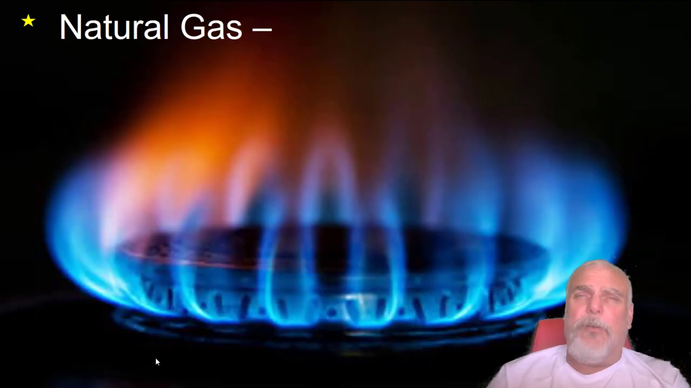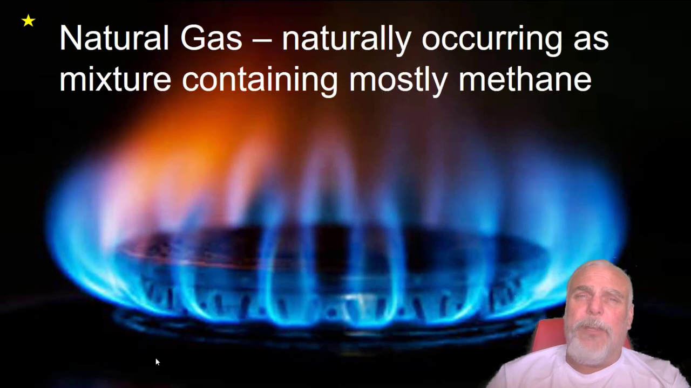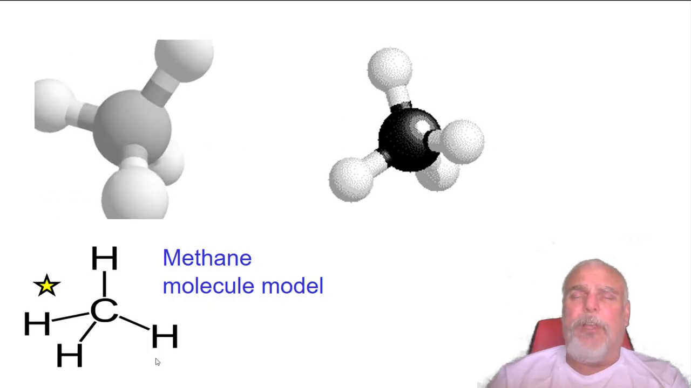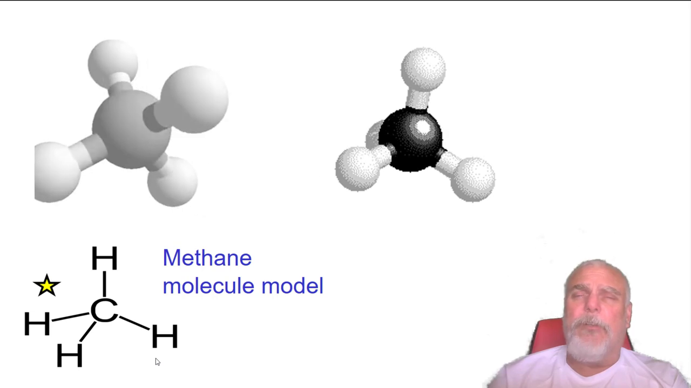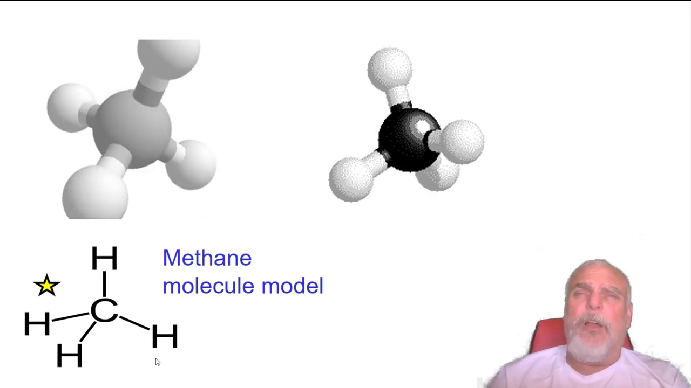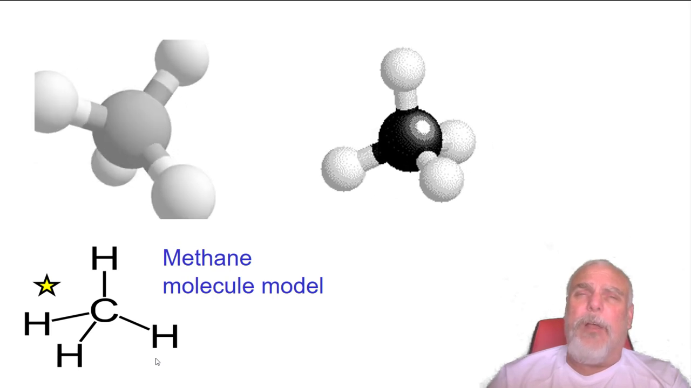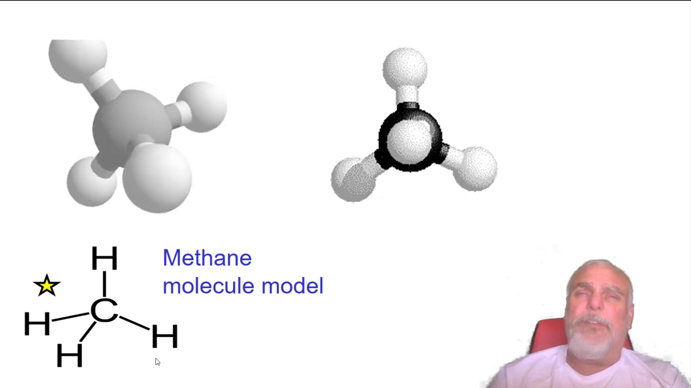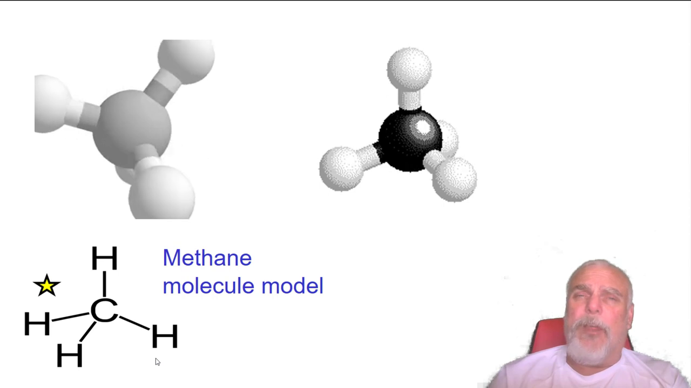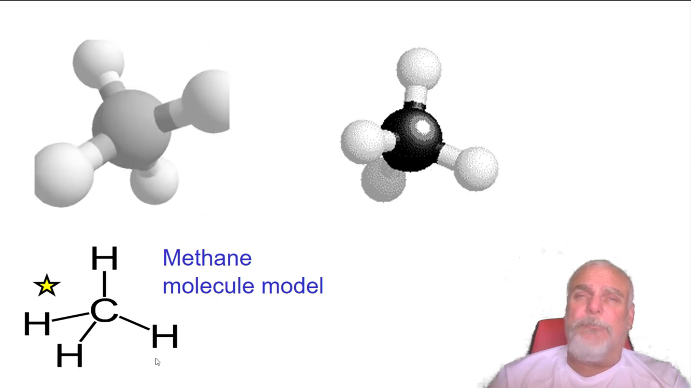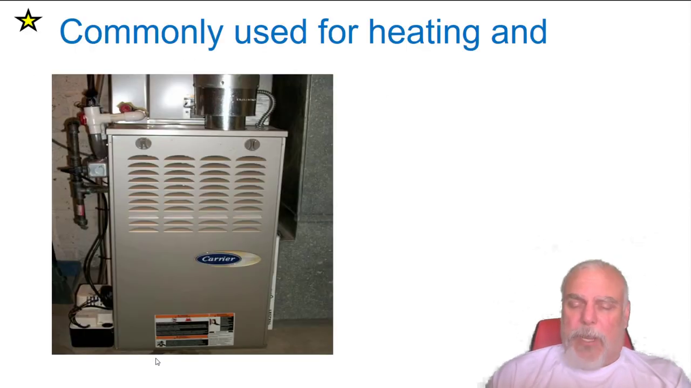Natural gas is another fossil fuel choice. Natural gas is a naturally occurring mixture that contains mostly methane gas. This is what a methane molecule looks like. A methane molecule is flammable. When it goes under combustion, which is a reaction with oxygen, the methane molecule will release energy and form carbon dioxide and water.